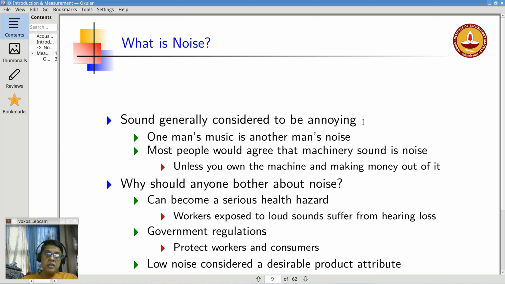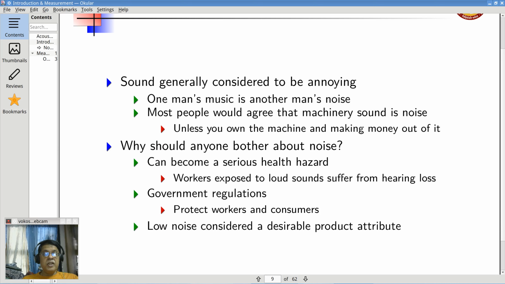And if you are a worker exposed to this sound over a period of time, you will lose hearing. So it is something very serious. So we need to do something to get that sound down. Fortunately, there are government regulations which protect the workers as well as consumers. There are demands from industry to make products which satisfy this kind of noise level, which is healthy. And today, fortunately, not only from a point of view of health, but one of the desirable product attributes that is demanded today is low noise, which we call refinement.